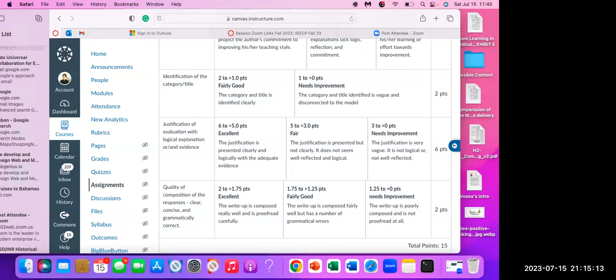A justification of evaluation with logical explanation or evidence. Like you can say, I have an office hour, and typically I have 5 to 7 people coming to see me every week, or 10 every other day if you have 2 office hours. Some kind of evidence, some justification. And quality of composition is always 2 points.